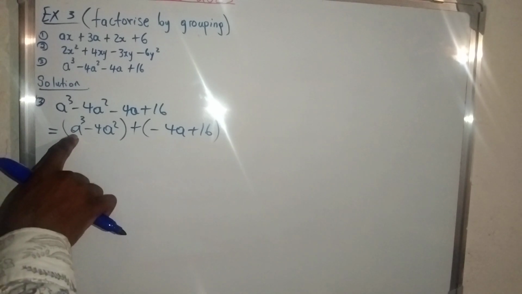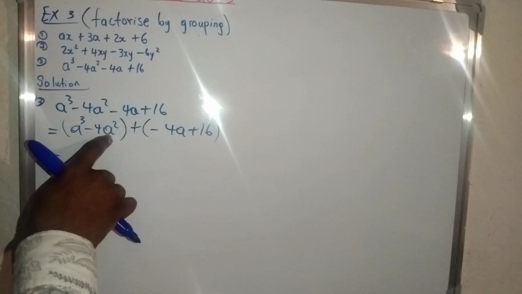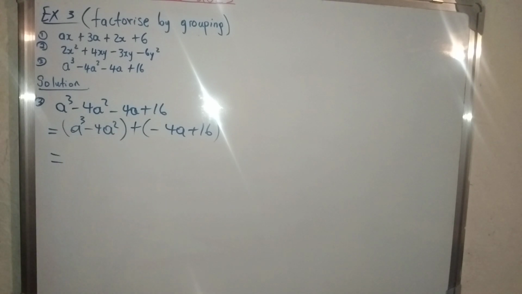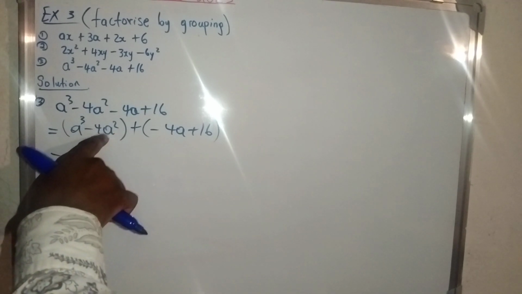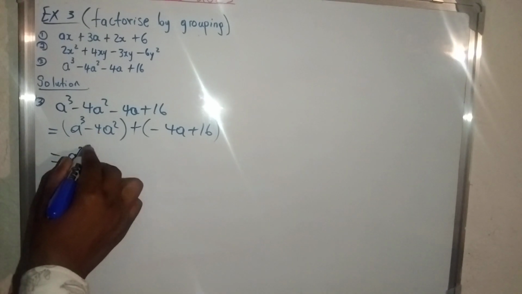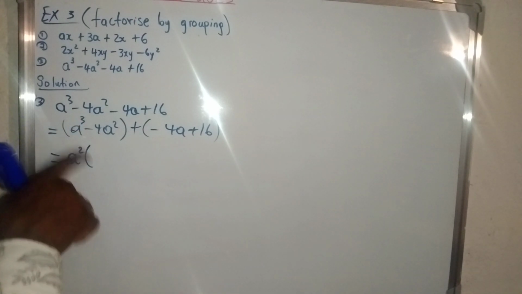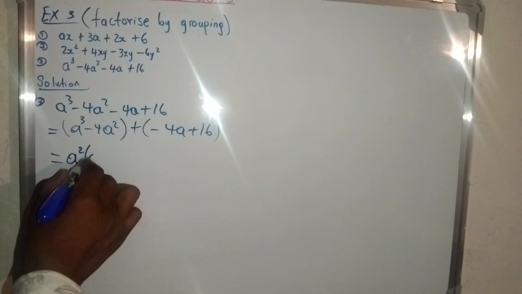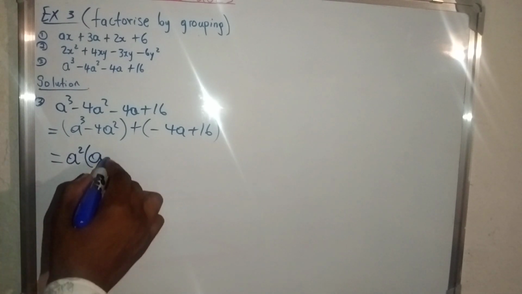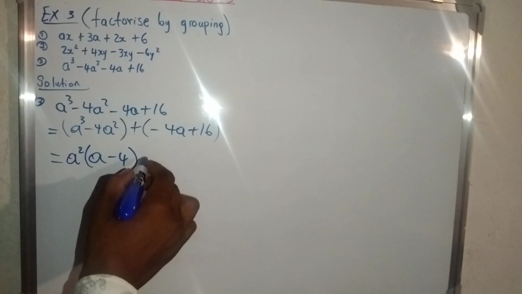And then now let's check what is common in the first bracket. So there's a here. How many a's do we have? 3 a's. And then how many a's here? 2 a's. So that means we can take a squared out as a common factor. And now that we were having 3, 2 is out already, so that means we're going to have 1a inside, minus 4, because a squared is out already.